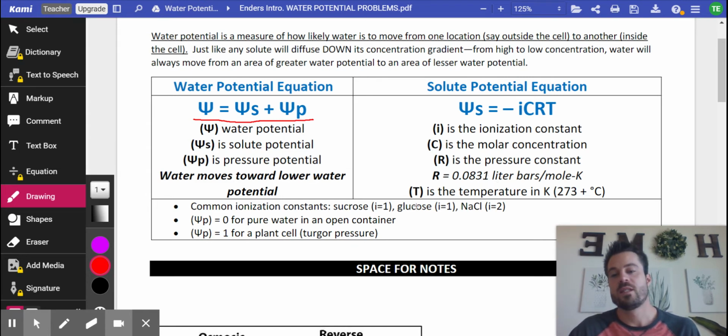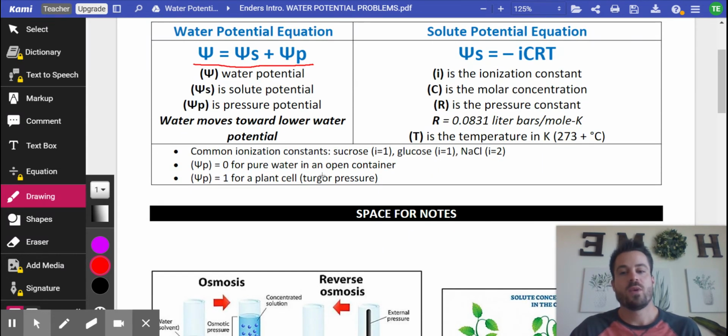A couple important things here. Depending on your solute, it's going to have a different ionization constant. Sucrose is 1, glucose is 1, and salt, sodium chloride, is 2. The pressure for an open container is always 0, and a plant that is under turgor pressure is 1.